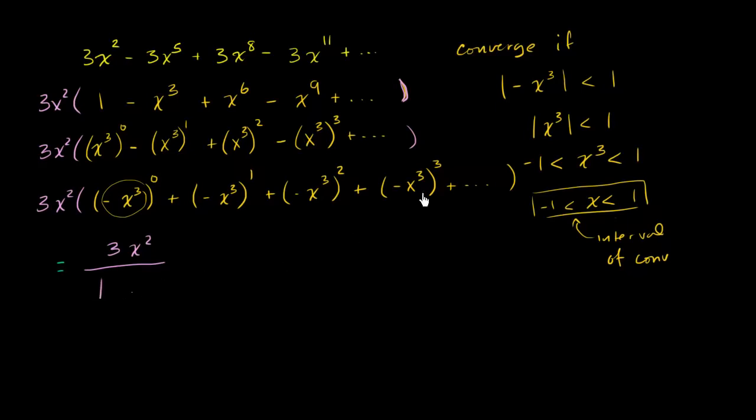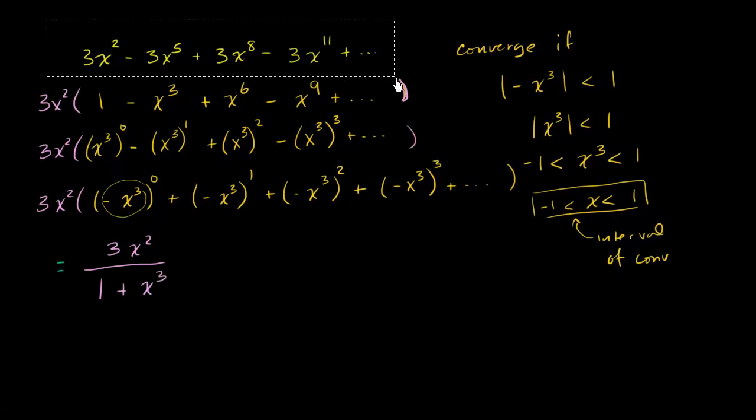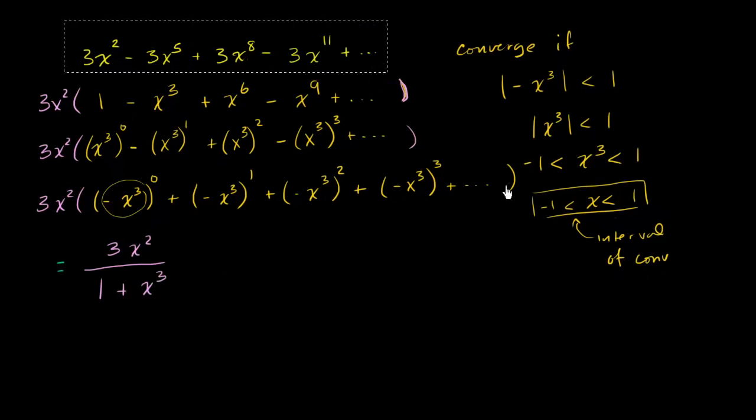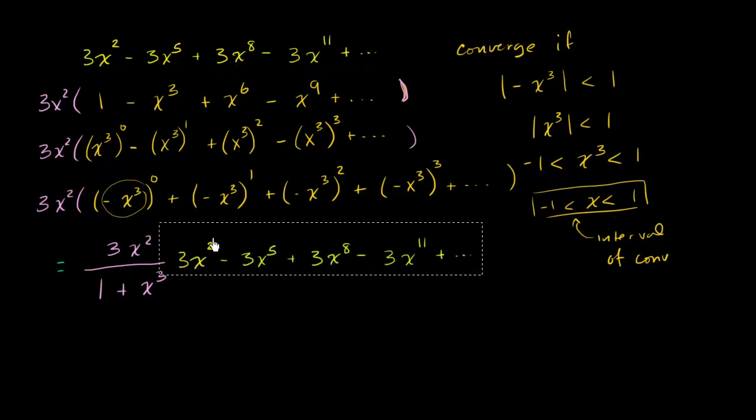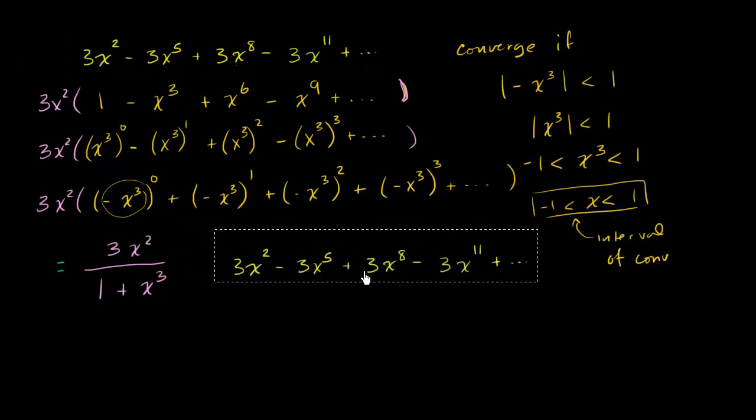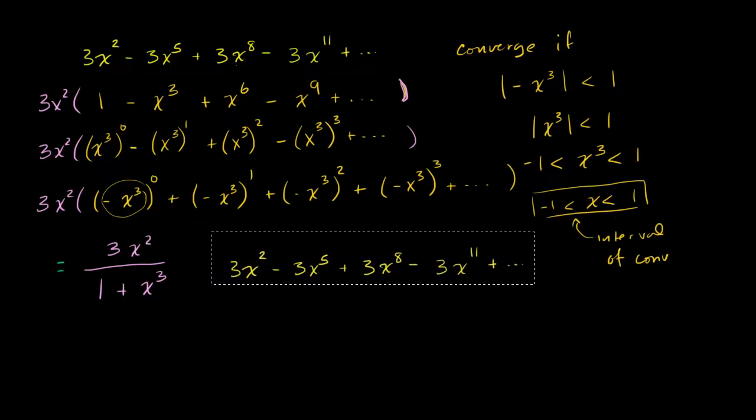So 1 minus negative x to the third, well, that's just going to be 1 plus x to the third. So everything we've done so far is we've shown that this thing is equal to this thing over the interval of convergence. Let me copy and paste it. Over the interval of convergence, if x is between -1 and 1, these two things are the same.